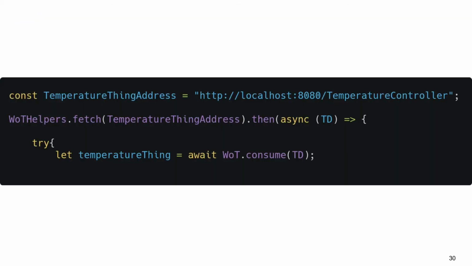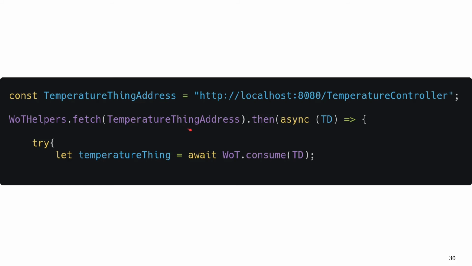So the consumer implementation starts like this. We have to specify where we find the TD. This could be hosted on the thing, which is the case of node-wot. But it could also be stored on your computer, and then you would call it with file:// and the file location. It could be in some database somewhere. It doesn't matter.